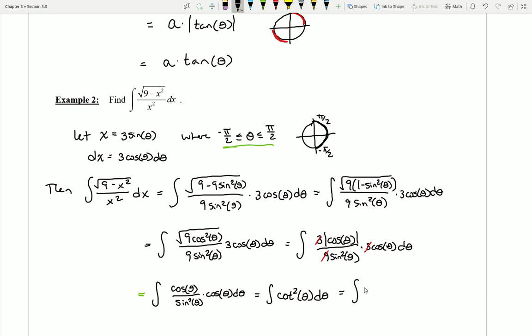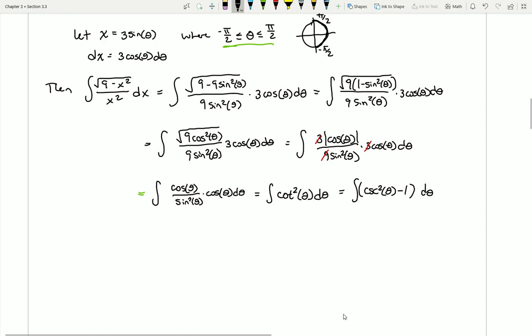I know that cotangent squared is the same thing as cosecant squared of theta minus 1. So now, can I integrate each of those pieces? Well, sure. Cosecant squared actually comes from a negative cotangent of theta. The antiderivative of 1 would just be theta, and don't forget at the back, plus C.